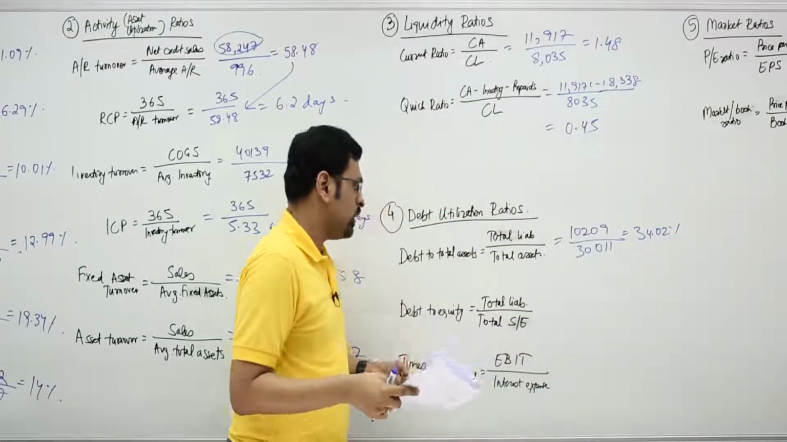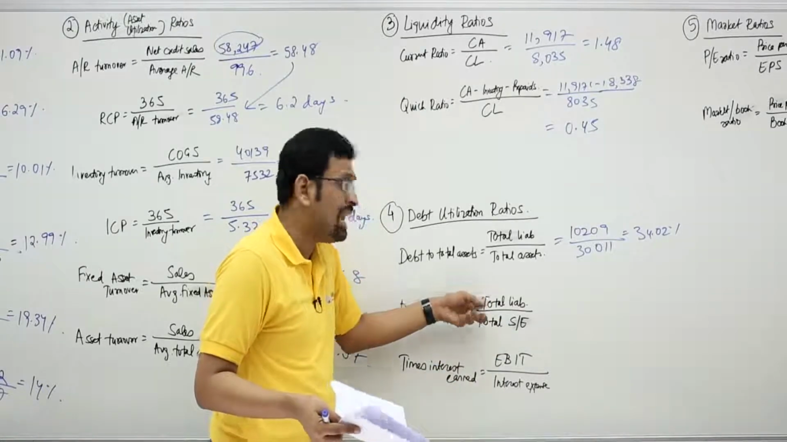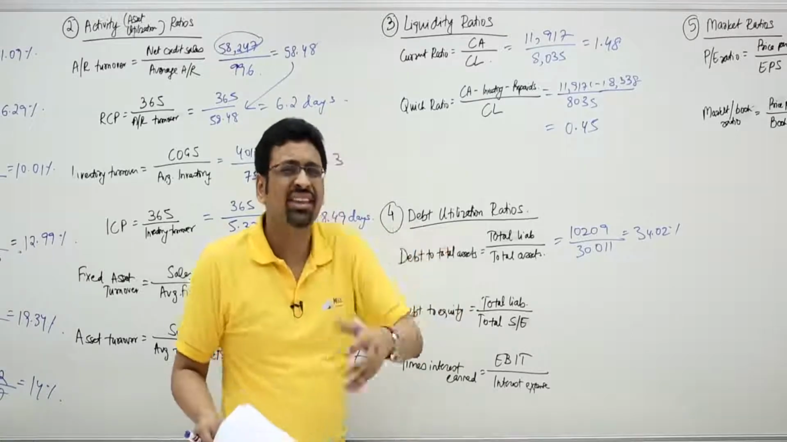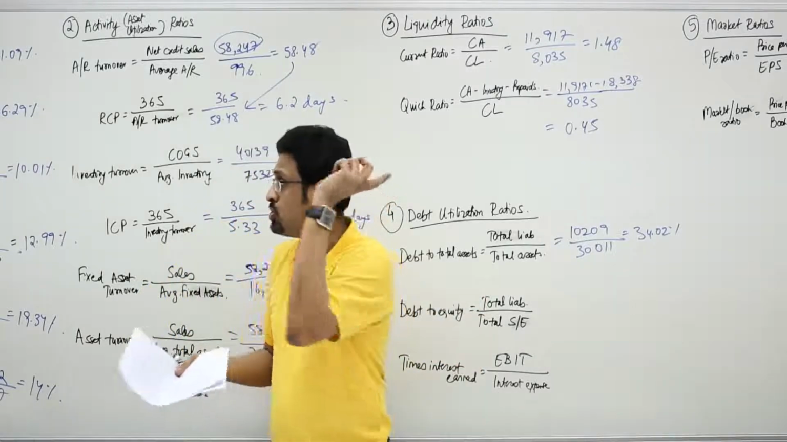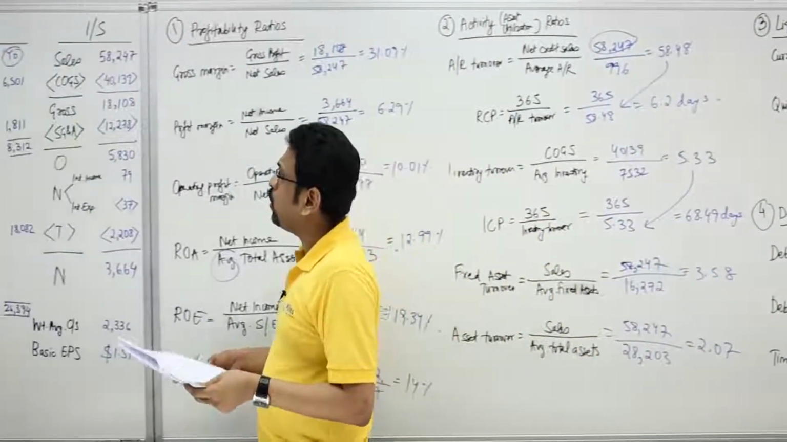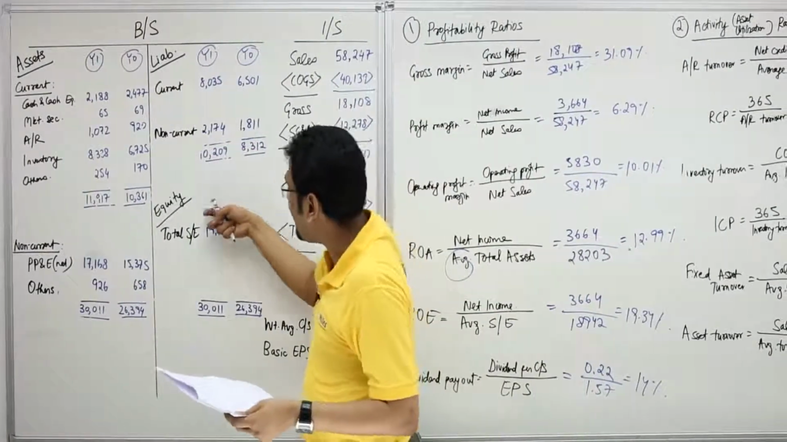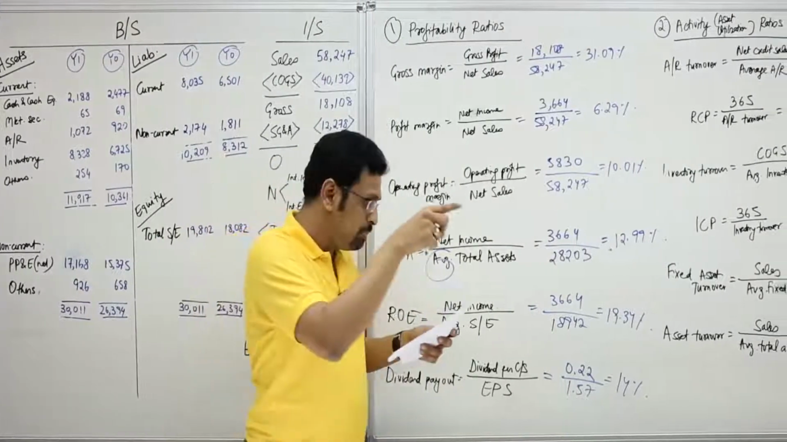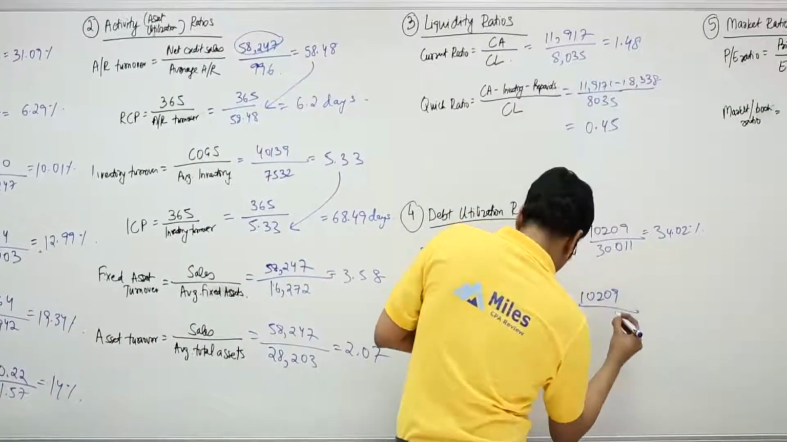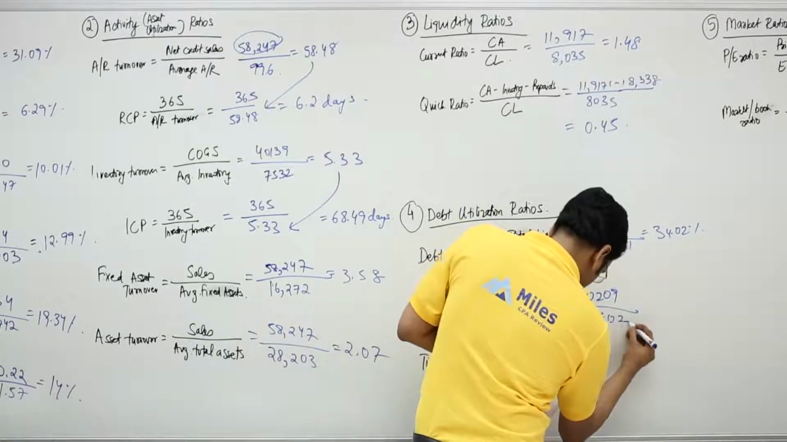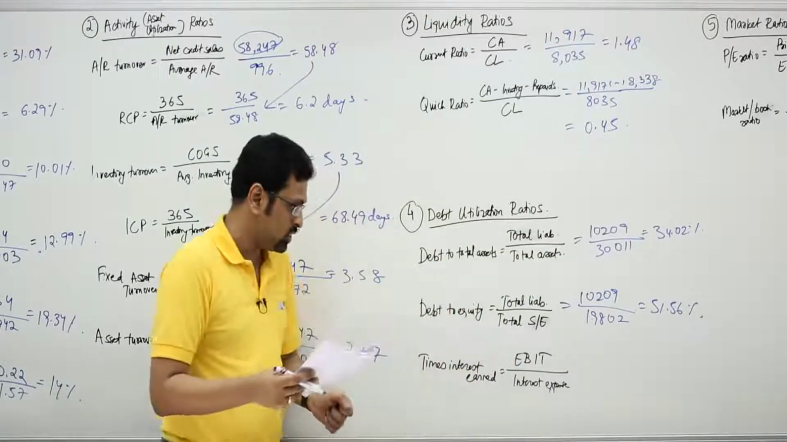Debt to equity ratio. You could use your debt by total stockholders' equity, but what we've done is we're using total liabilities by total stockholders' equity. You could use anything. Generally, the question is going to specify what you're supposed to be using. So total liabilities 10,209 divided by total stockholders' equity 19,802 gives us 51.56% debt to equity ratio.